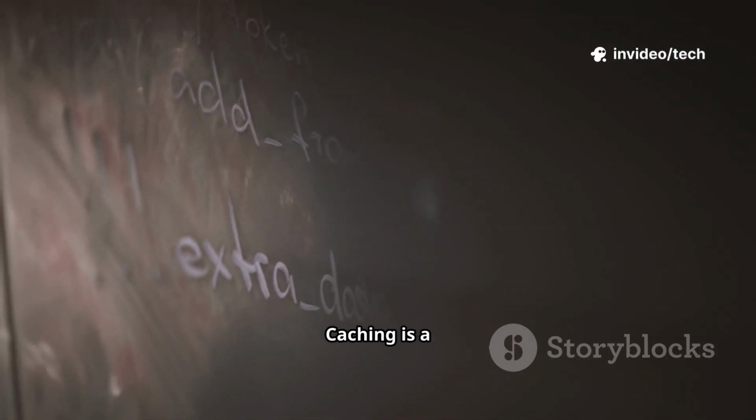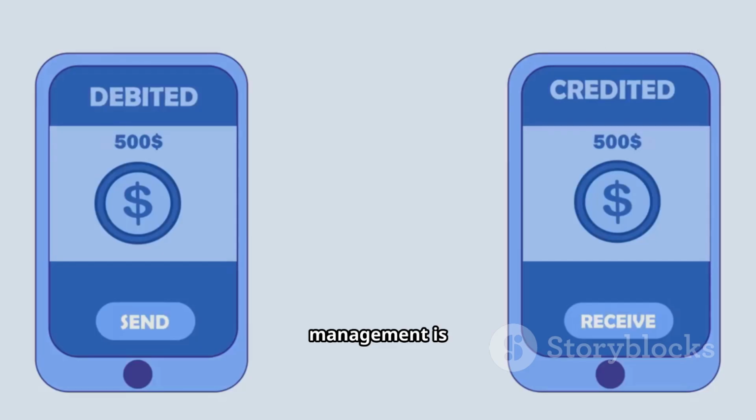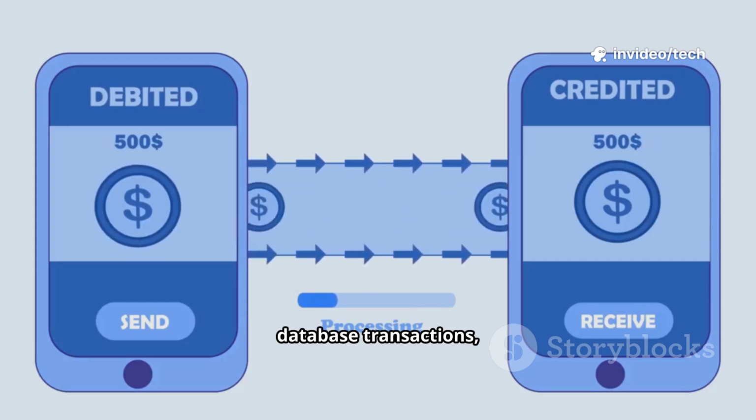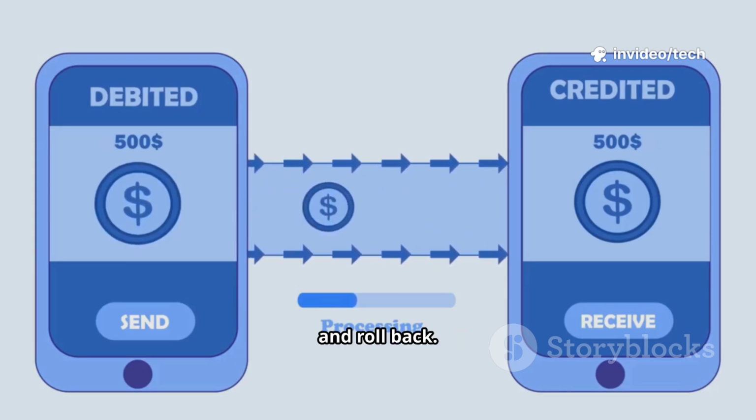Spring AOP is useful in many real-world scenarios. Caching is a perfect example. Use an around advice to check the cache. If the result is cached, return it without executing the method. Transaction management is another classic use case. Spring's @Transactional uses AOP behind the scenes to start database transactions, commit, and roll back.